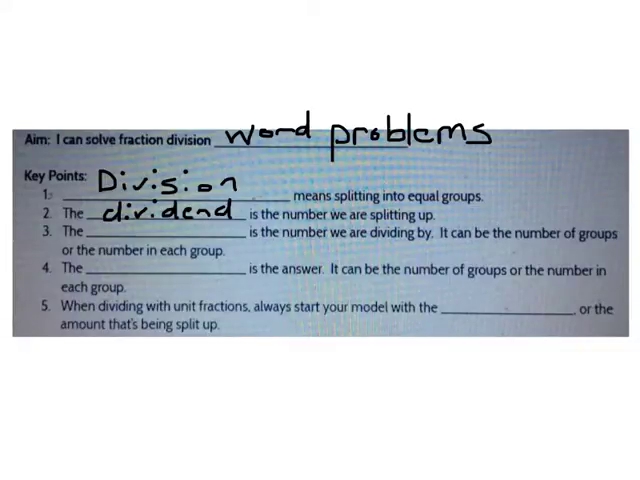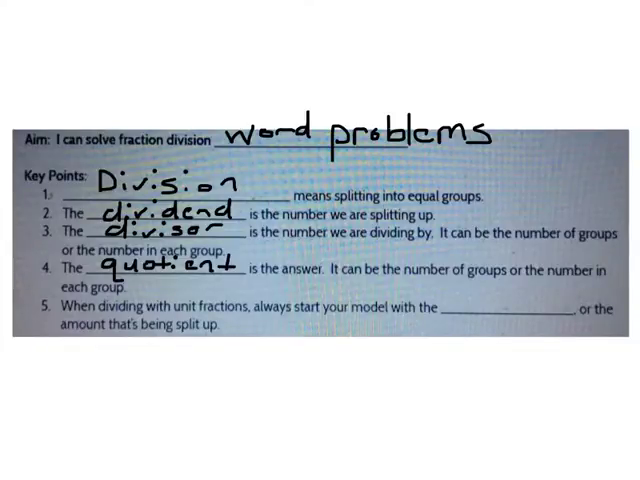The blank is the number we are dividing by. It can be the number of groups or the number in each group. What goes in that blank? Divisor goes in that blank. The divisor is the number we are dividing by. The blank is the answer. What goes in that blank? Quotient goes in that blank. Quotient is the answer to a division problem.